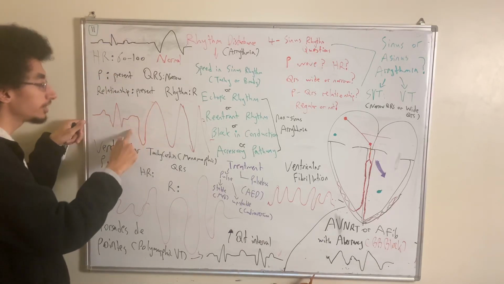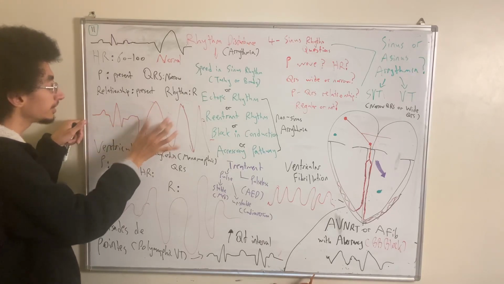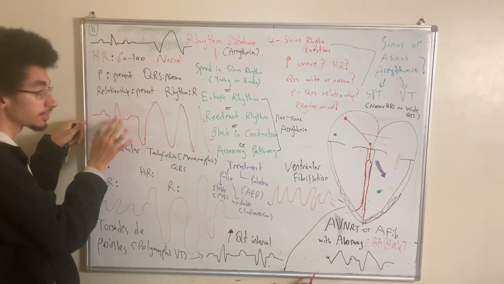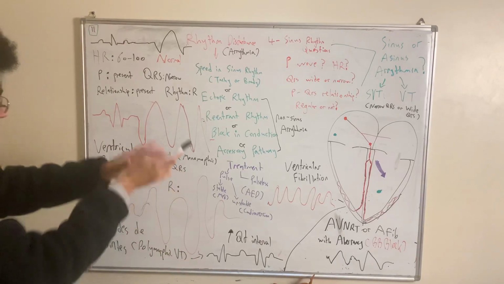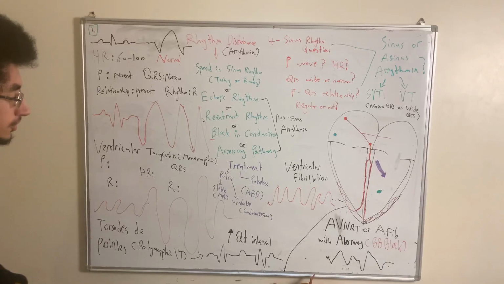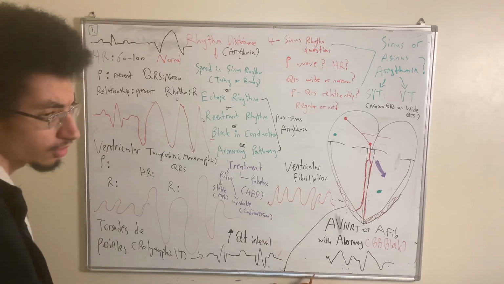If you see the R on T phenomenon, where the PVC is literally within the T wave of the normal beat from before, then this is another sign of malignancy. Mumtaz, so how many do we have? We have a total of 5.